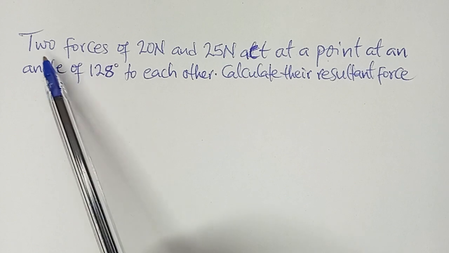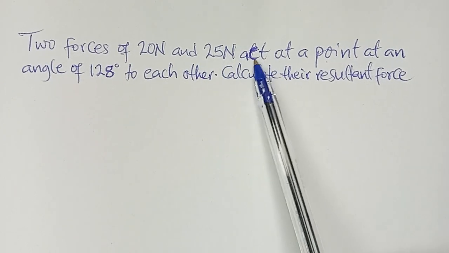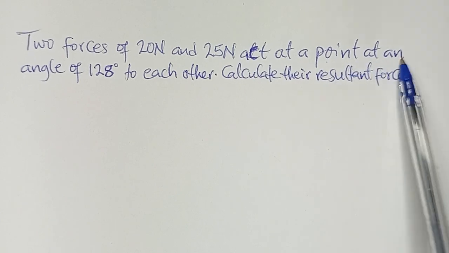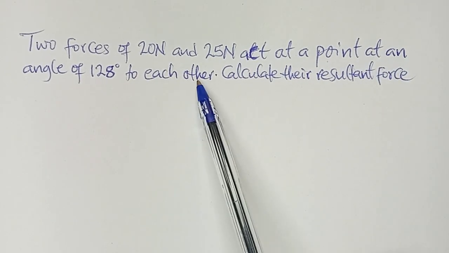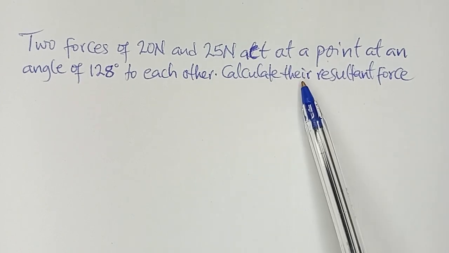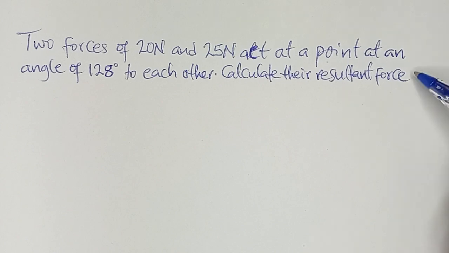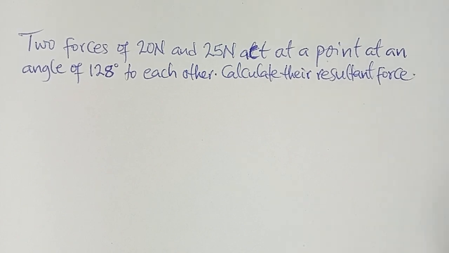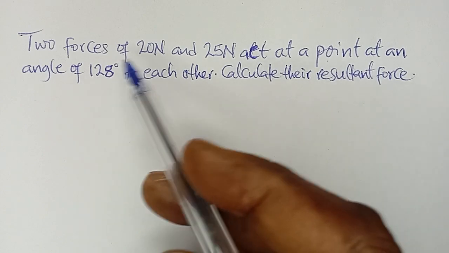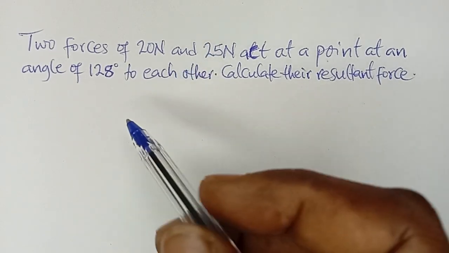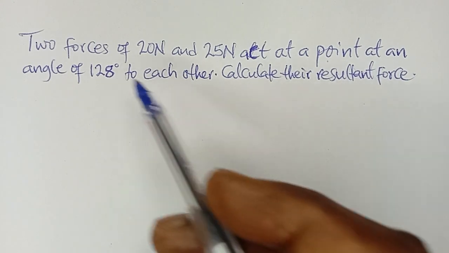Now the question here says two forces of 20 Newton and 25 Newton act at a point at an angle of 128 degrees to each other. Calculate their resultant force. Now I would like us to go straight and solve this without sketching. I don't want to bother you with the process of sketching these two forces, but the two forces are acting at the same point at an angle of 128 degrees to each other.